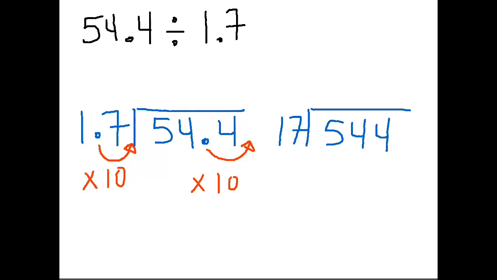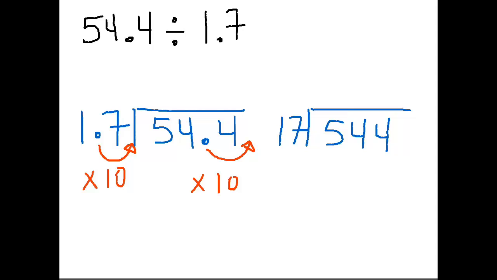We've rewritten this problem. We have 544 divided by 17. It's equivalent to our original problem. Okay, now we're ready to do our division. We're going to divide 544 by 17. 5 can't be divided by 17, but 54 can be divided by 17.